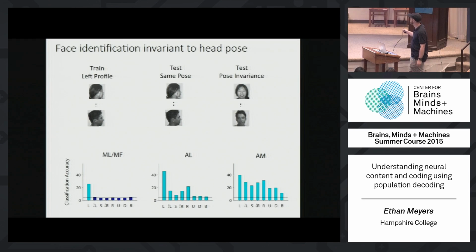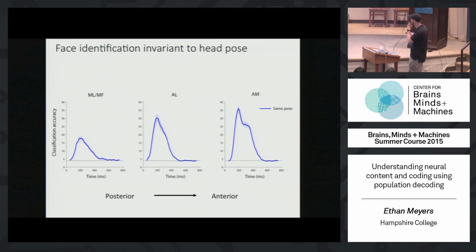What I'm going to do next, rather than just training at the left profile, I'm going to take the results of training at each of the profiles and either testing at the same or testing at a different profile. And then I'm going to plot it as a function of time. Okay? So here are the results of training and testing at the same pose. So the non-invariant case. This is ML-MF, and this is AL and AM. So this is going from the back of the head anterior.